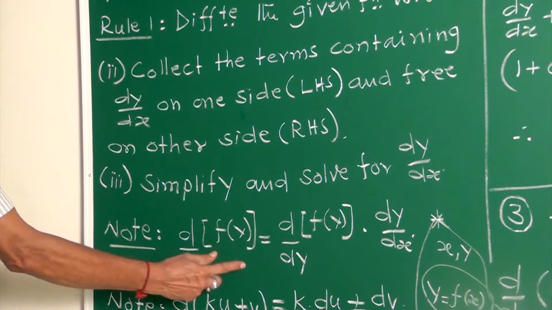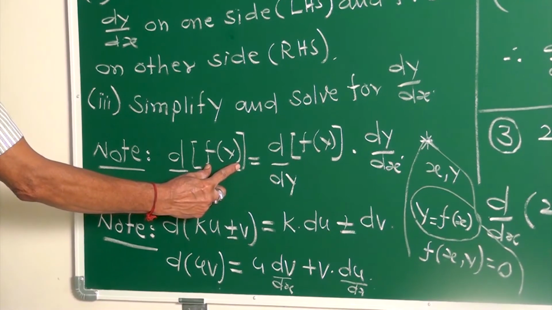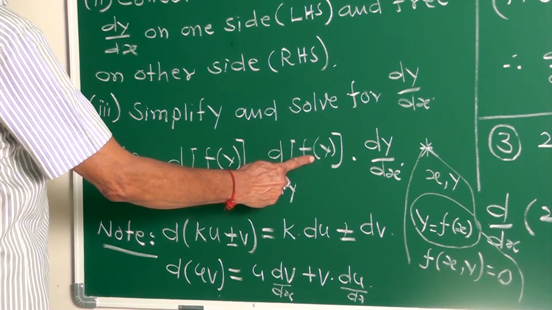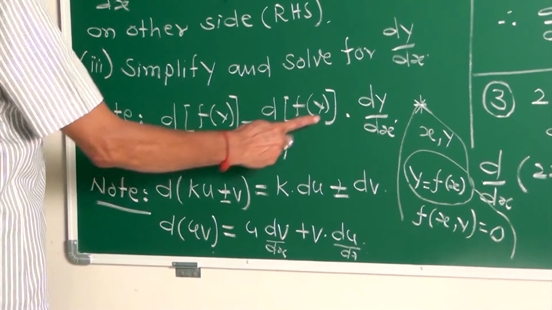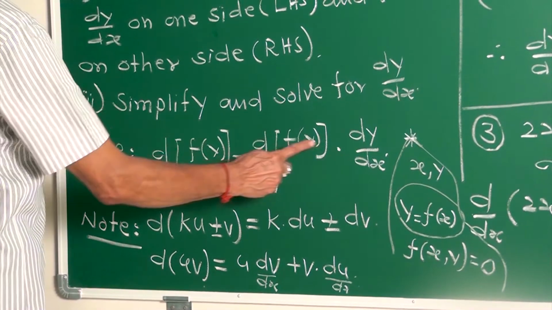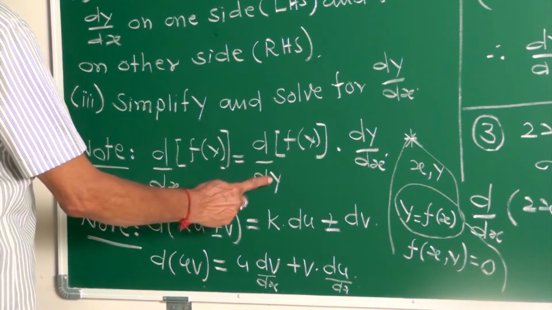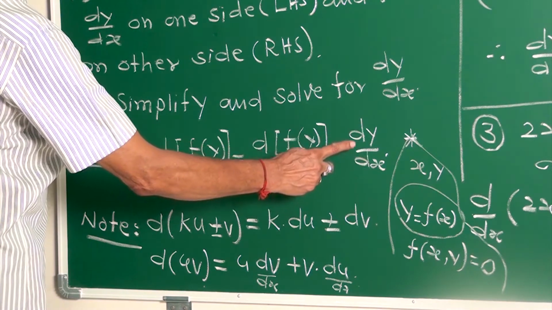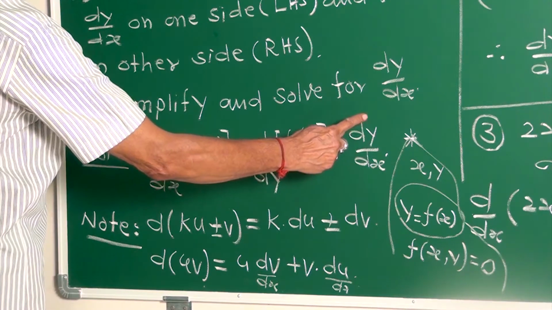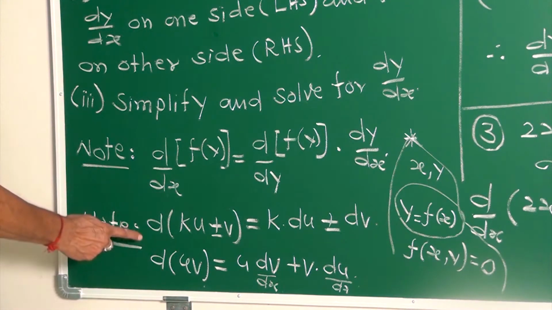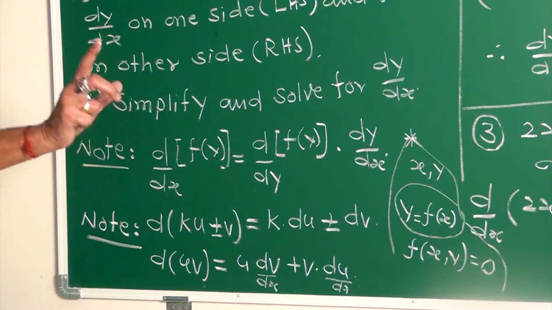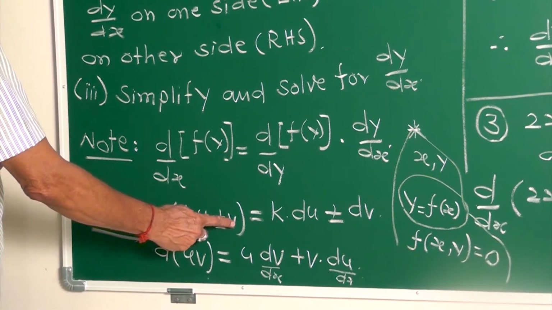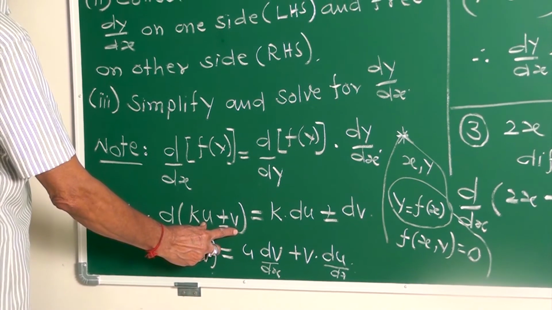While differentiating any function of y with respect to x, first differentiate the function of y with respect to y, then differentiate y with respect to x. The derivative of y with respect to x is dy by dx. This is the second note. These results are just a reminder, my friends. Derivative of ku plus or minus p, where u and v are functions of x.